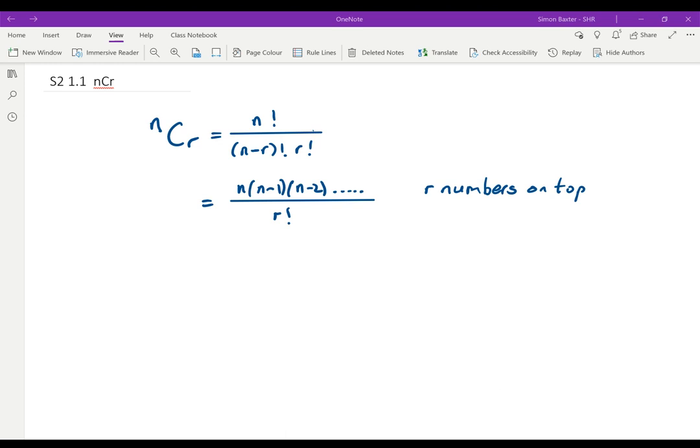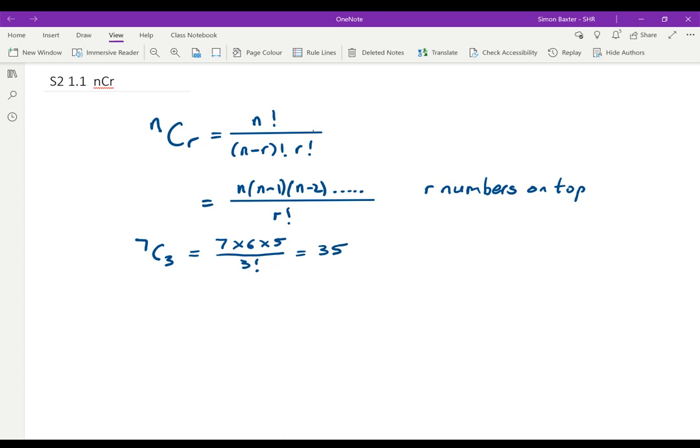First, let's look at 7C3. The lazy ones amongst you would just press the buttons on your calculator. But those who prefer not to do that will realize that we can do it quite easily using the second line: 7 times 6 times 5, that's 3 numbers on top, divided by 3 factorial. 3 factorial is 6, which divides into 6, leaving us with 7 times 5, which is 35.